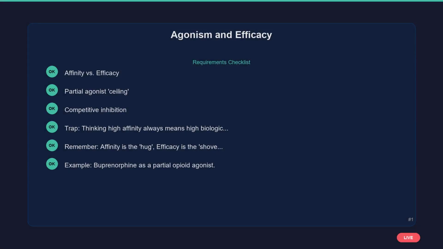Picture a key in an ignition. A full agonist turns the key and starts the engine, while an antagonist just sits in the lock, blocking anyone else from starting the car. But what about partial agonists? They turn the key, but the engine just sputters. Students get tripped up here because they confuse affinity, how well the key fits, with efficacy, how well it turns. You can have a drug that binds tighter than anything else, but does absolutely nothing to the cell. That's the secret to understanding why some blockers are so hard to displace.